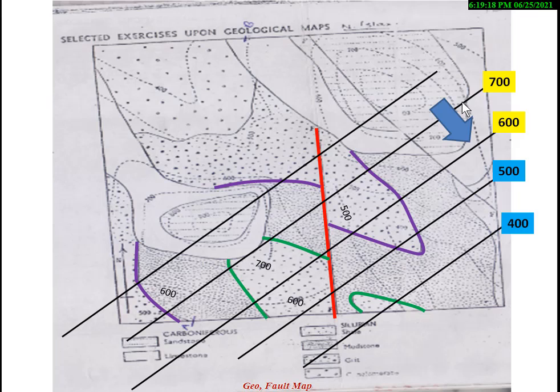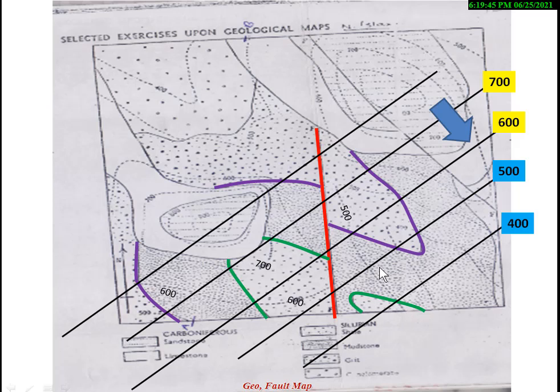According to this theoretical application, or this law, this is 7, this is 6, this is 5, this is 4. So it should be 4, but if we find here this is 500, so the difference is 100. So the throw is 100. And which one is up throw, which one is down throw?